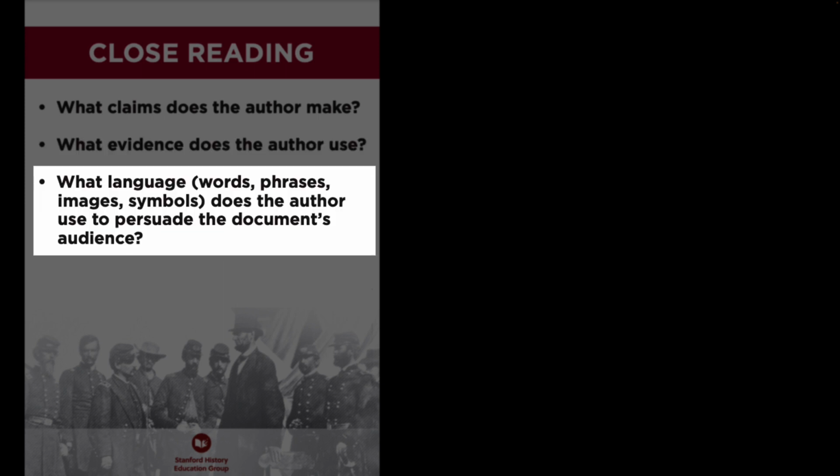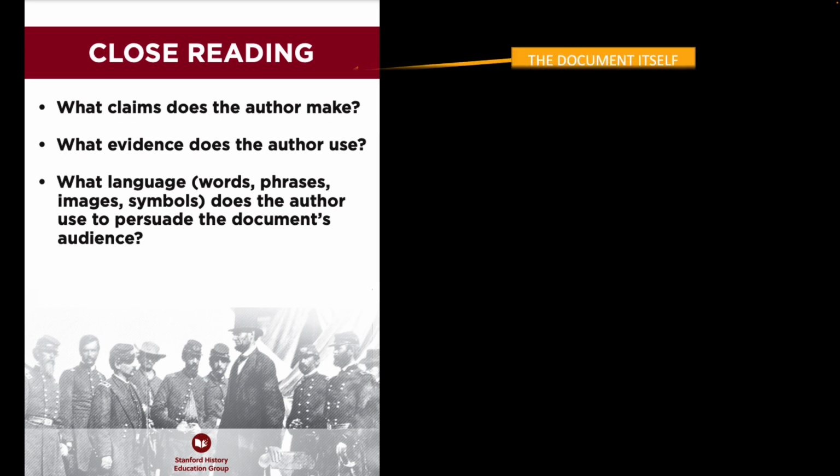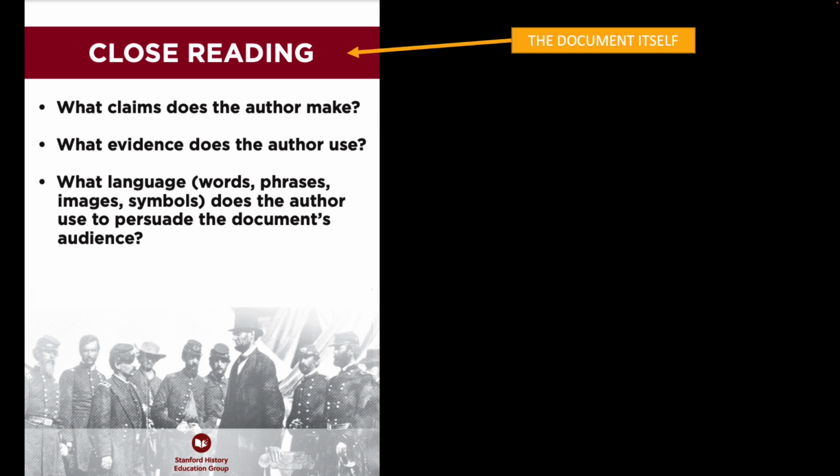What language does the author use to persuade the document's audience? In other words, how is the document actually written and presented? That's an important part of understanding the document too. It's not just figuring out what the document says, it's also figuring out how the author says it. And you do this by focusing on the document itself. You have to spend time with these primary sources, really reading them carefully and slowly to understand not just what the author is intending to say, but also how the author is saying it.